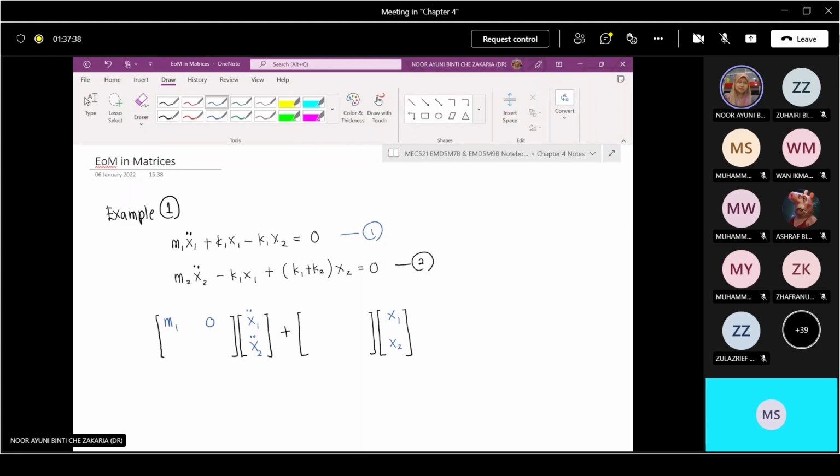Okay. So for X1, you have K1 here. And for X2, you have negative K1. And then equal to, in this case, it's equal to 0. So you have the 0 there.